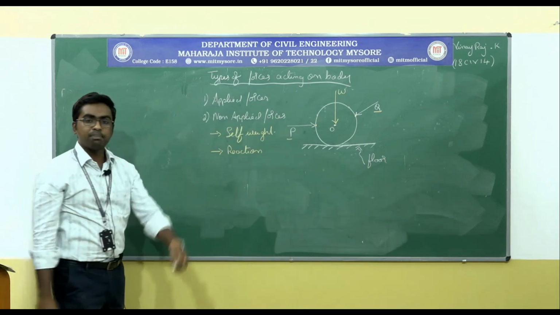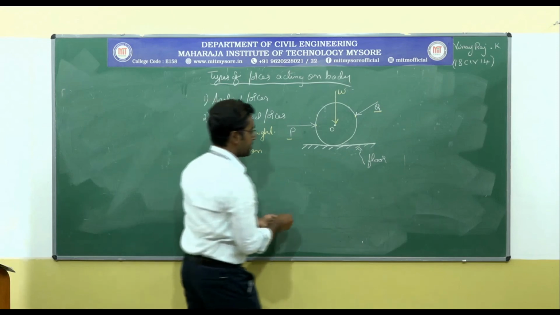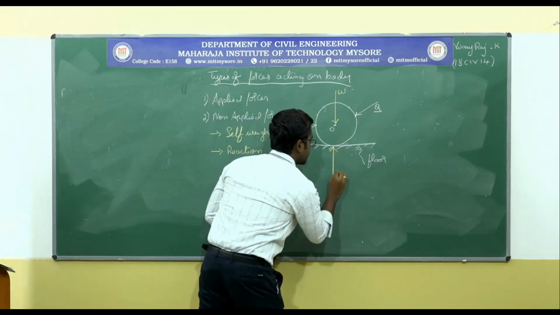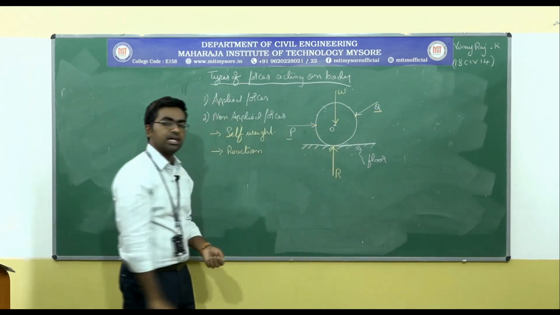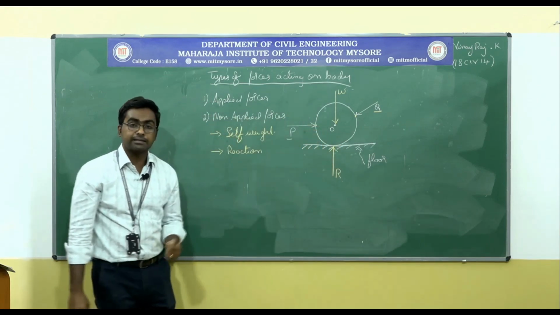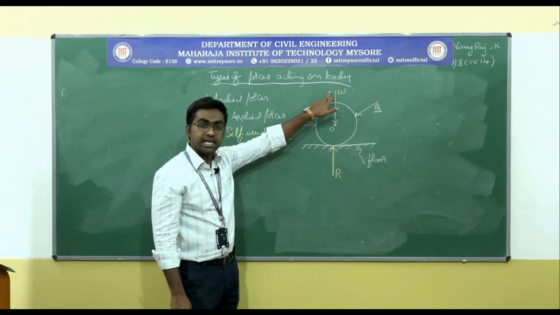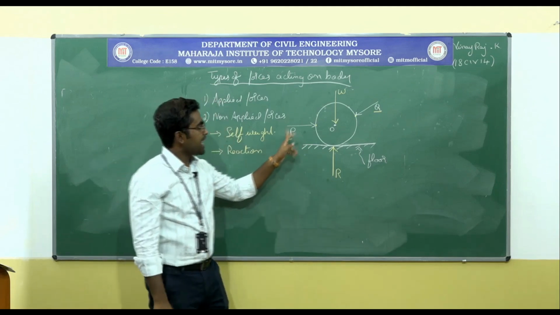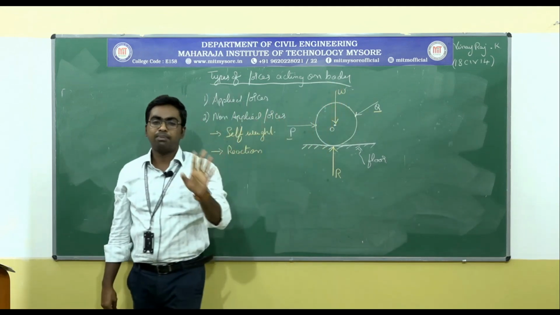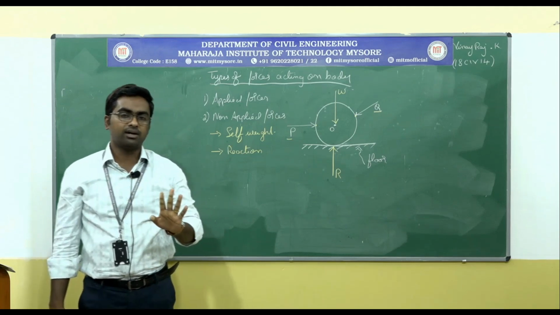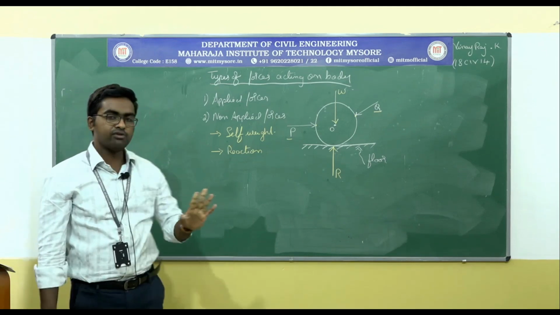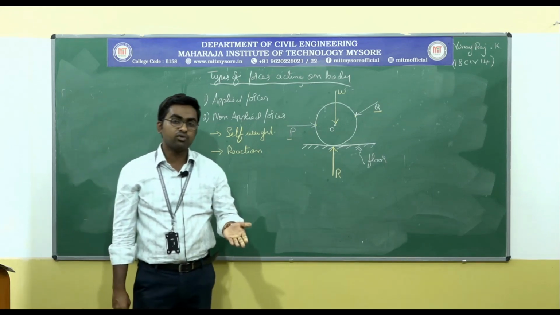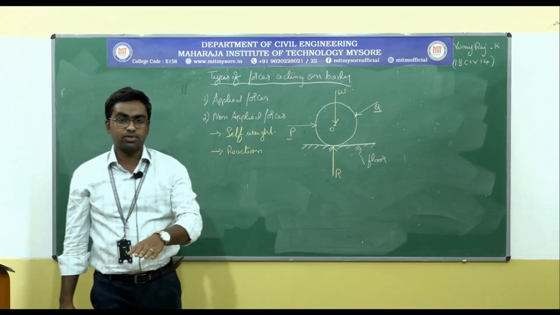And the next non-applied force is the reaction which is offered by the object. The floor is going to offer the reaction on the body, and this is the reaction R. So W, self-weight, and the reaction are called as non-applied forces. P and Q are called as the applied forces. A very simple concept, and this concept will be very useful in order to solve the problem, so that you can know which are the applied forces and which are the non-applied forces.